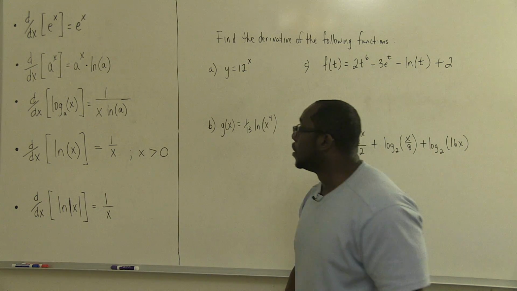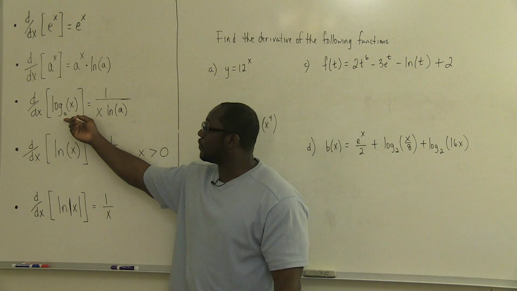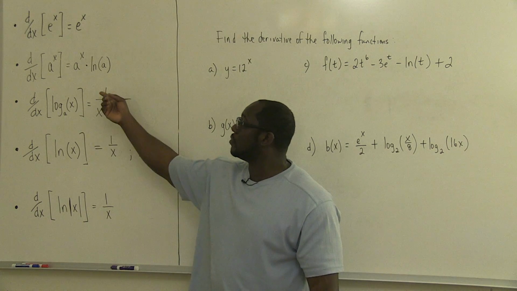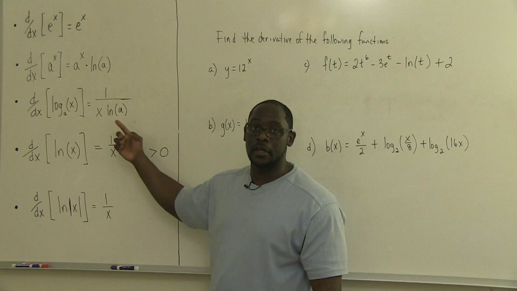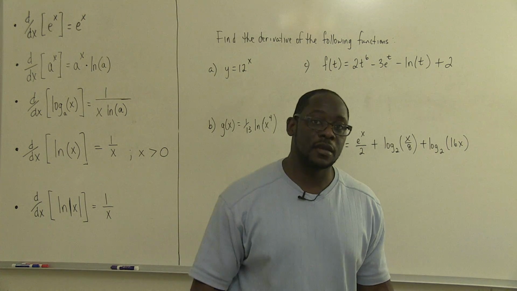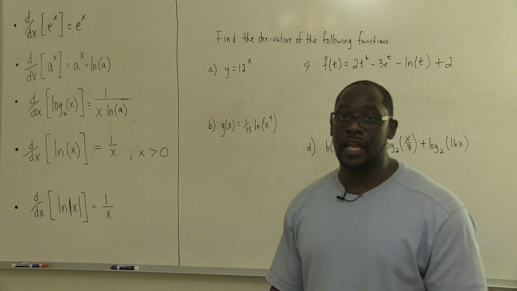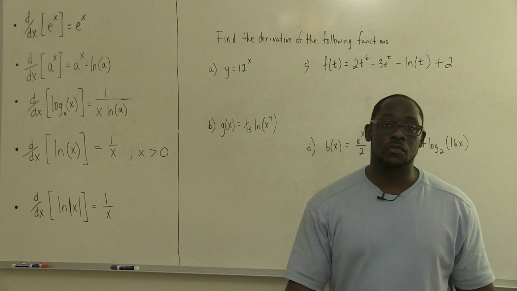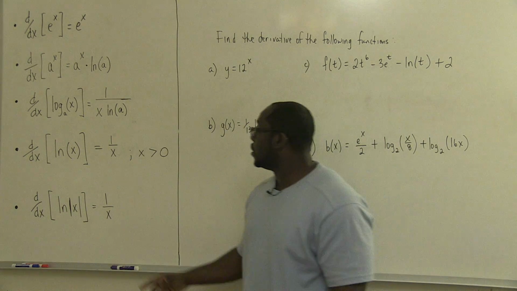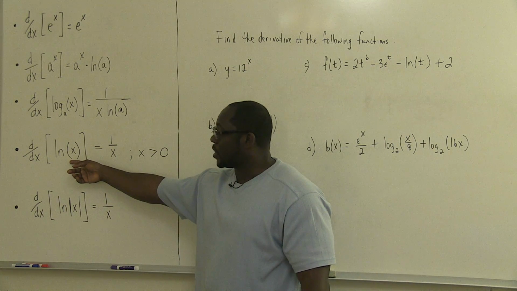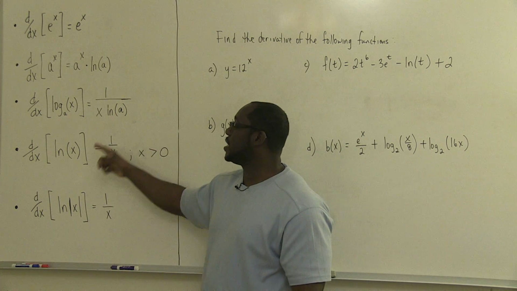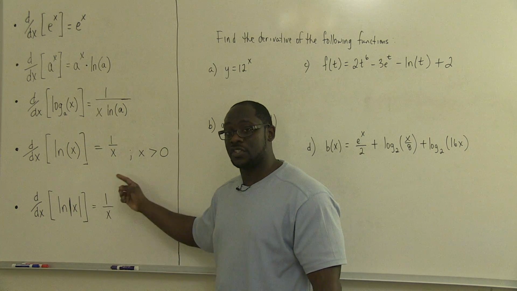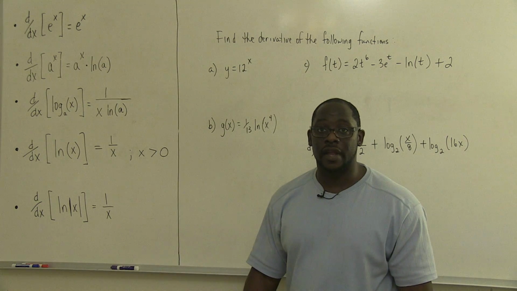For our logarithm function, it's not the same, but very similar. The derivative of log base a of x is just 1 divided by x times natural log of a, where a is the base of your original logarithm. And of course, here we have natural log of x. Whenever our base a is e, we end up with this simplified form of 1 over x.